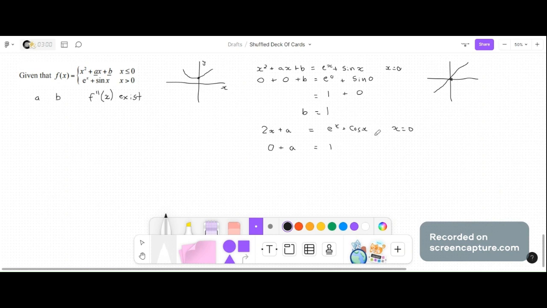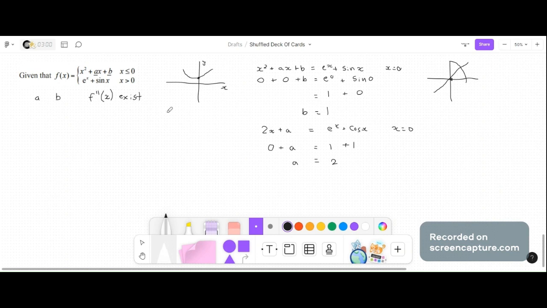And cos, if we look at our cos function, cos starts up here and goes down like this. So cos is going to equal 1 when x equals 0. So plus 1. So a equals 2. And I think that's basically all there is to it. So if we've solved for a, we've solved for b.